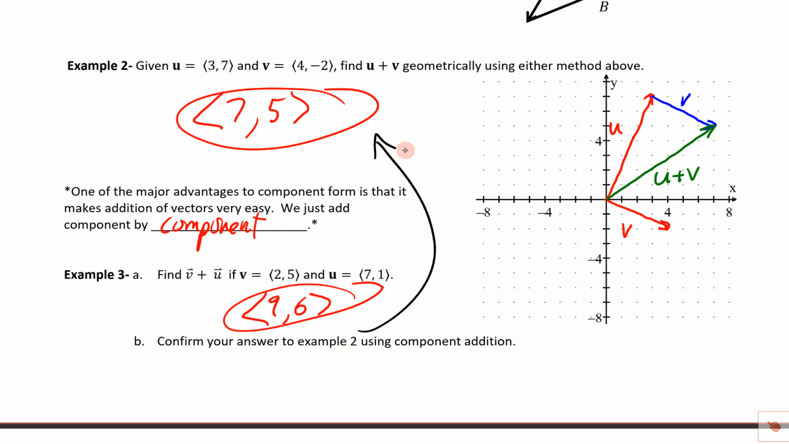Part B says, confirm your answer to example 2 using component addition. That's what we did right here. Got a little ahead of myself on that one. Okay, so there's the idea with adding vectors, both geometrically and in component form.